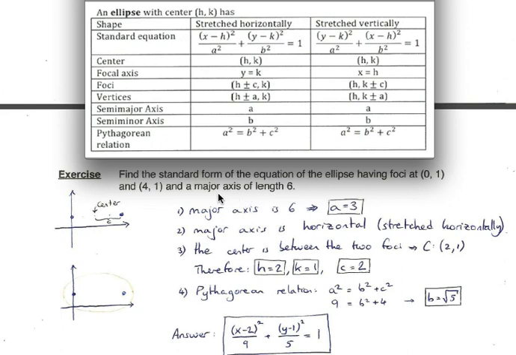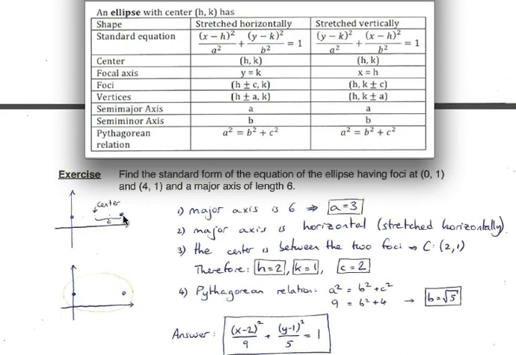Here we notice that the major axis has length 6, and that obviously gives us the value of A, because the major axis is 2A, so A equals 3. Given that the foci are at (0, 1) and (4, 1), we can make a sketch of the situation. This is (0, 1), this is (4, 1). We realize immediately that the major axis is horizontal.